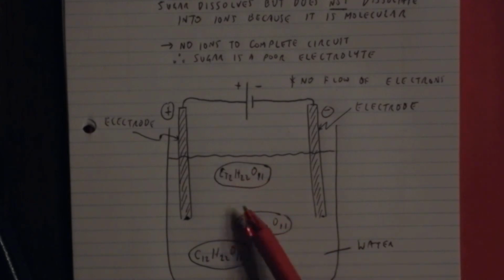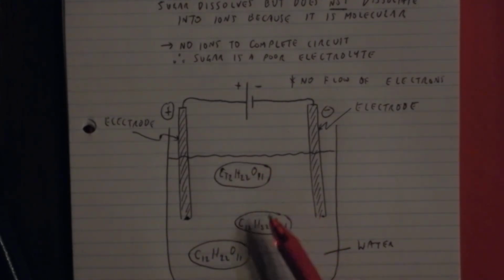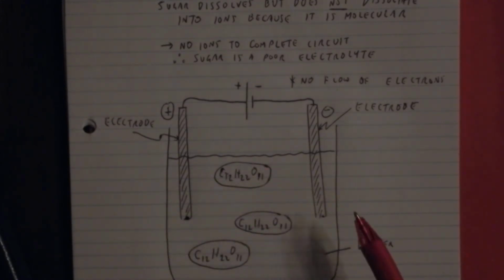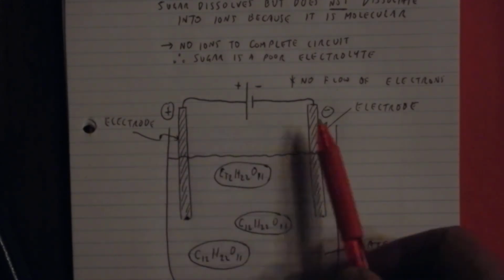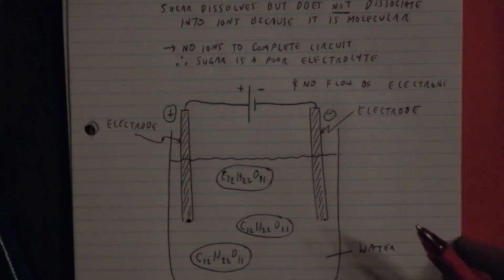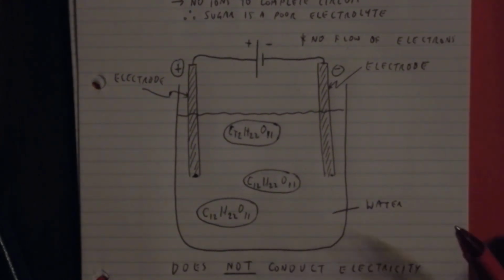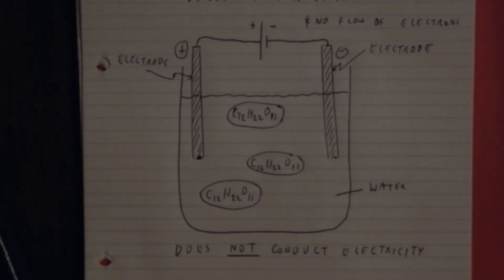So I've drawn the sugar molecules as sort of blobs. C12H22O11 is what it says in all of them, but you don't see any ions, don't see charges. And so they're largely unaffected by the charges we're trying to build up on the electrodes. It also reminds us that we threw this in water. Since we have no ions to complete the circuit, this does not conduct electricity.